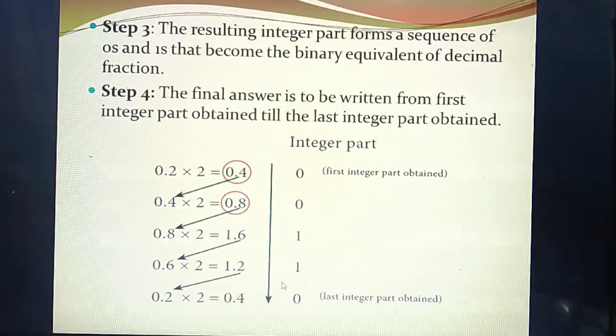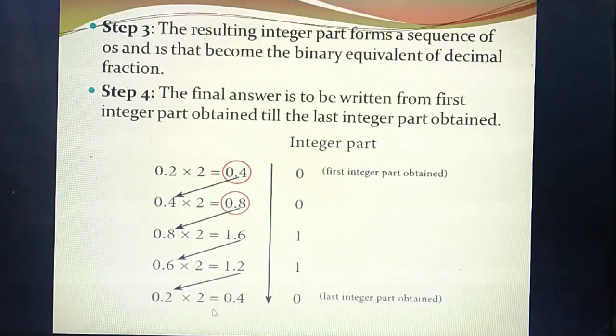Understand? So listen carefully. How you need to write the answer: in this method, you should write the answer from top to down, not from down to top. That means from the starting to down, not from down to up. Always in this integer method, you need to write the answer from top to down. So write the answer. What's the answer? 0, 0, 1, 1, 0.